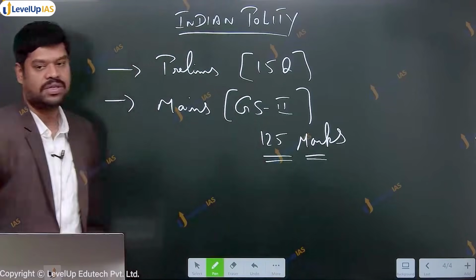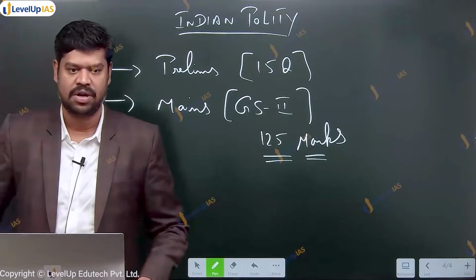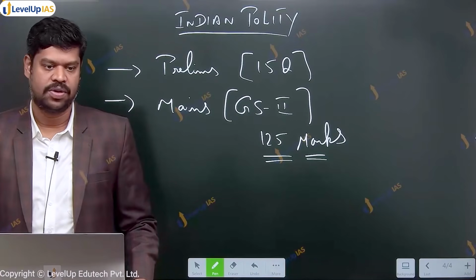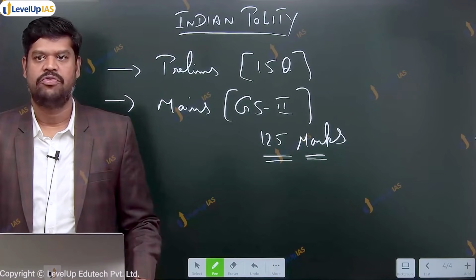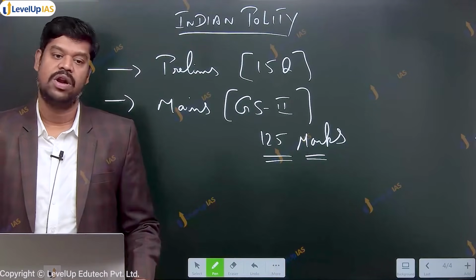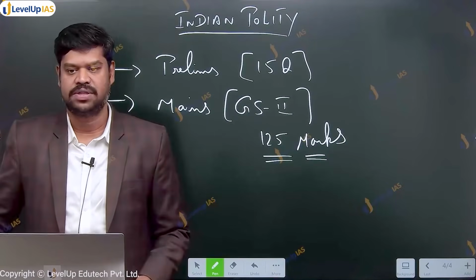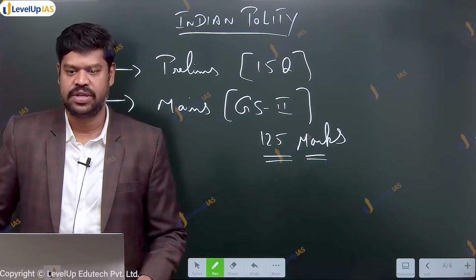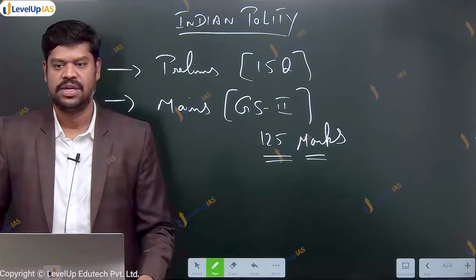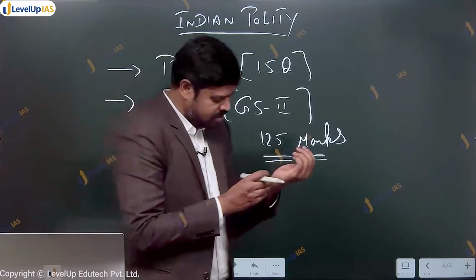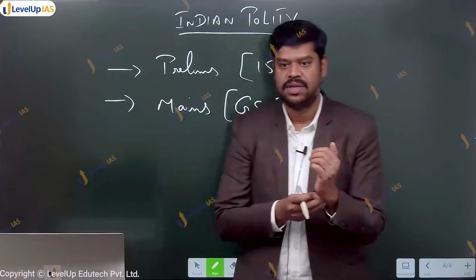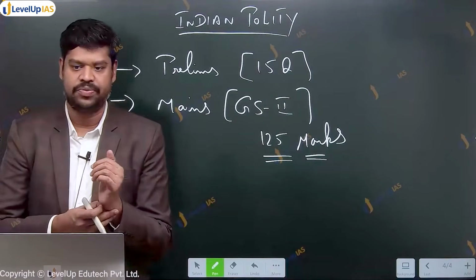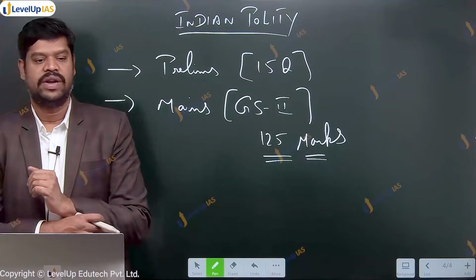And this 125 marks is how much of your GS marks? How much marks is for GS papers? Overall, I'm talking about. No, not overall, overall it is 1750. For the GS, how much is the marks? There are 4 GS papers, GS1, GS2, GS3 and GS4. That is 1000 marks. So out of 1000 marks, 125 marks is 12.5% of the marks. That is 1/8 of your GS marks is going to be again from Indian polity. All right. So that is the weightage of Indian polity.